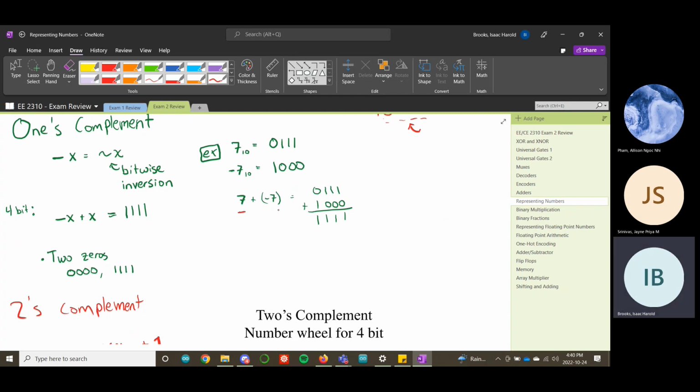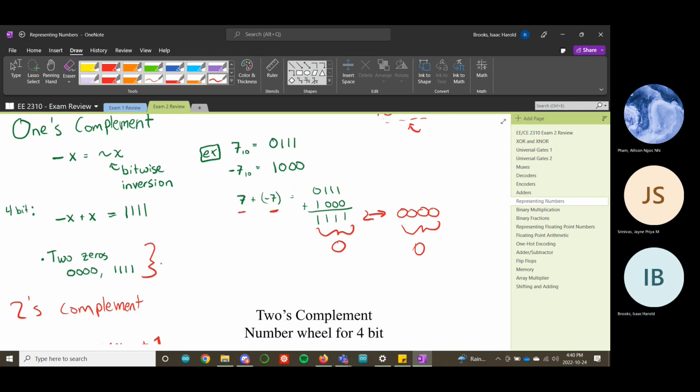If we try 7 plus -7, that's 0111 plus -7, which is 1000. No matter what numbers you choose with this, you're always going to get a string of all ones when you add the additive inverses of each other. So that means we're going to say that this represents 0, but then clearly so does this represent 0. And if you apply this bitwise inversion between these two, 1111 converts to 0000 when you flip all the bits. So in this case, we also have two zeros, which is not ideal, right?